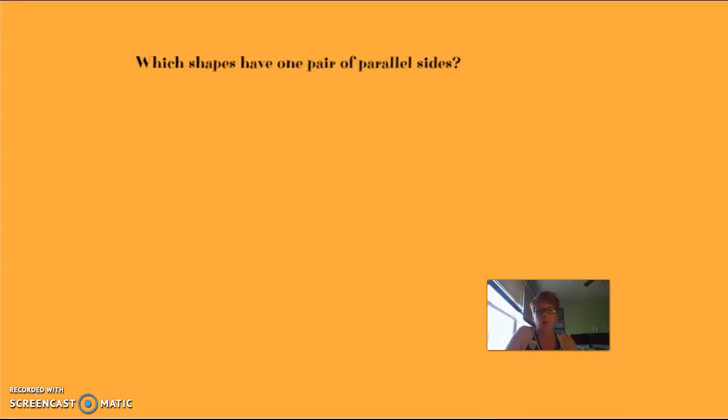Next one. Which shapes have one pair of parallel sides? Now remember, a pair means two. So that means that we are looking for shapes that only have two lines that are parallel. They could either be parallel on the top and the bottom, or they could be parallel on the left and the right. But that means that their lines do not meet. So you are looking for one pair, that means two sides. Pause the video, find them, and come back to me.